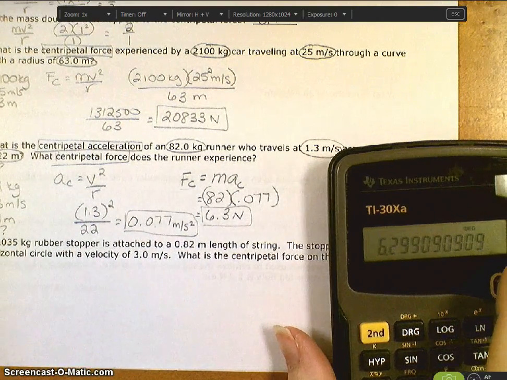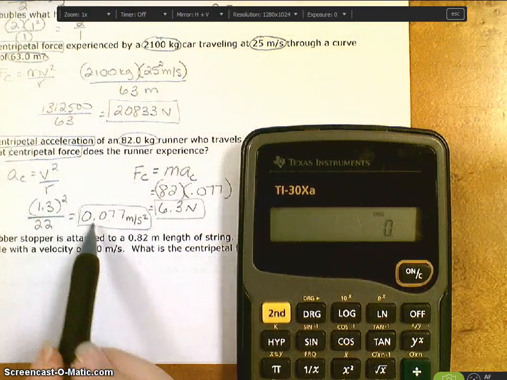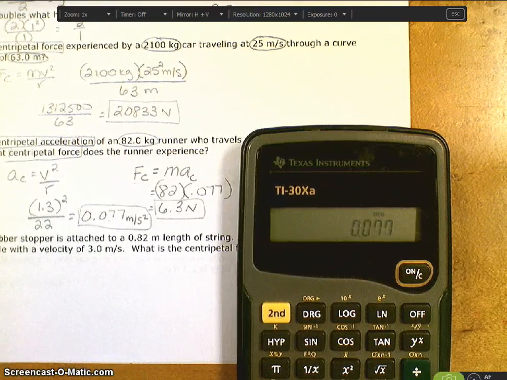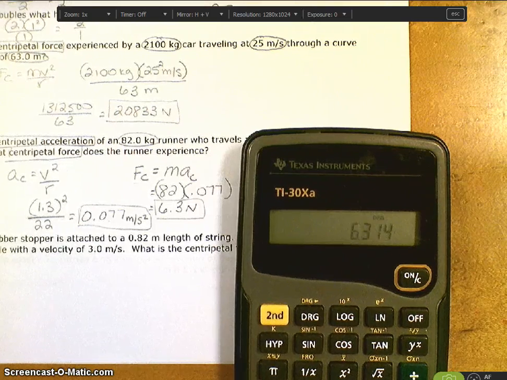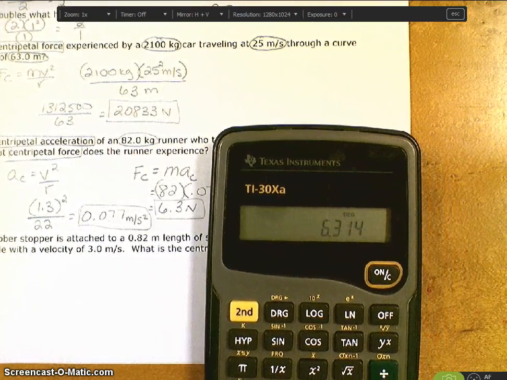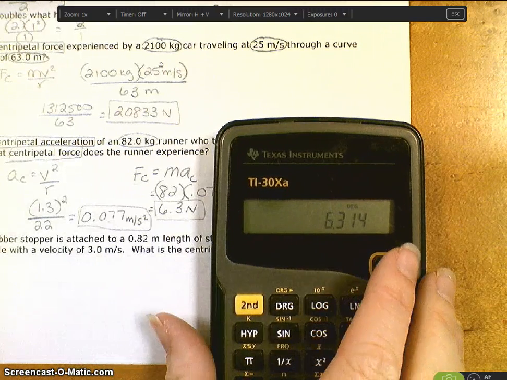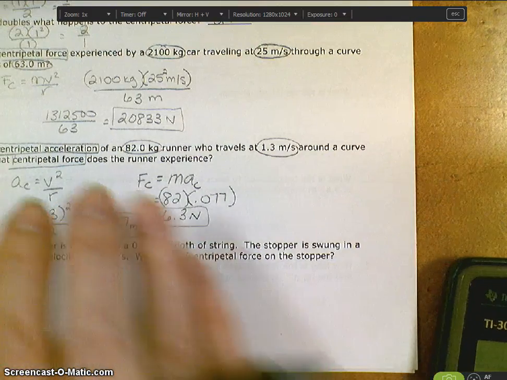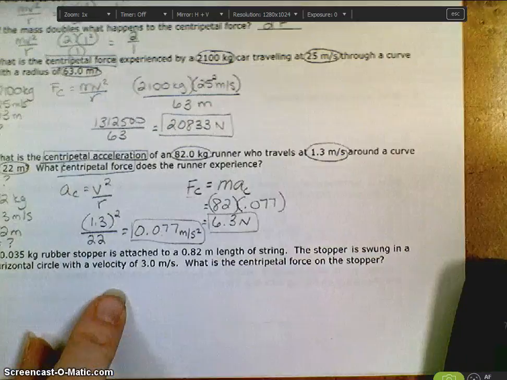I want to show you a couple things. Let's pretend that I had cleared that long number out of my calculator and just had 0.077. And I multiplied that by 82. I still get an answer relatively close, 6.314. Don't worry, the bigger your numbers, the bigger you're going to vary from what I might have, but that's okay because you're doing the same thing, you're in the right range.